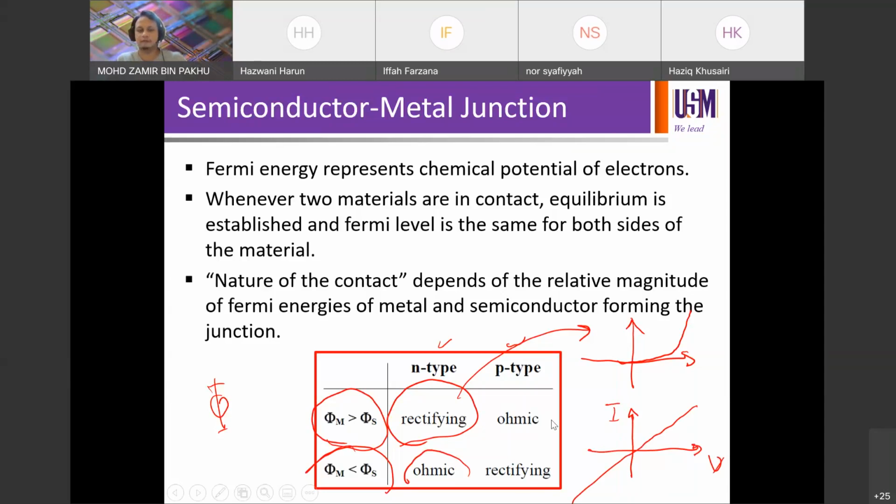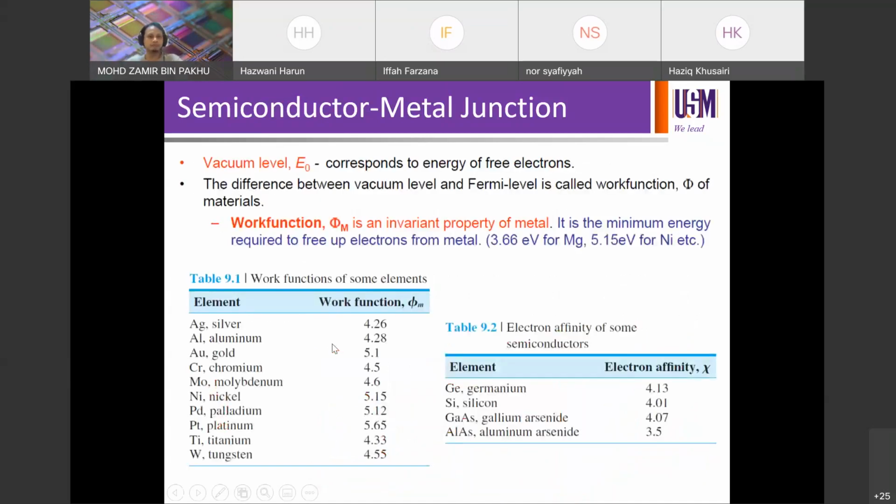So this means if you're about to work on a semiconductor device, which requires you to produce ohmic contact or Schottky contact, you can actually design the junction, by knowing whether your semiconductor is p-type or n-type and pair it accordingly with the right work function metals.